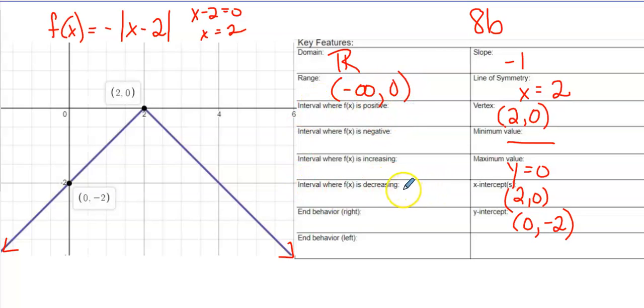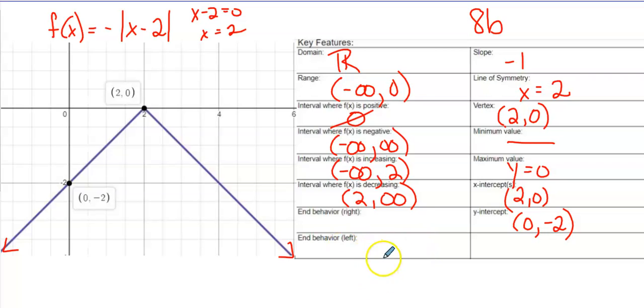The interval where f of x is positive does not exist because the whole thing is below the x-axis. So you can just somehow let me know that you know it doesn't exist. The interval where f of x is negative, negative infinity to positive infinity. Increasing, negative infinity to 2. Decreasing, 2 to positive infinity. End behavior, I'm going to put the left end behavior.